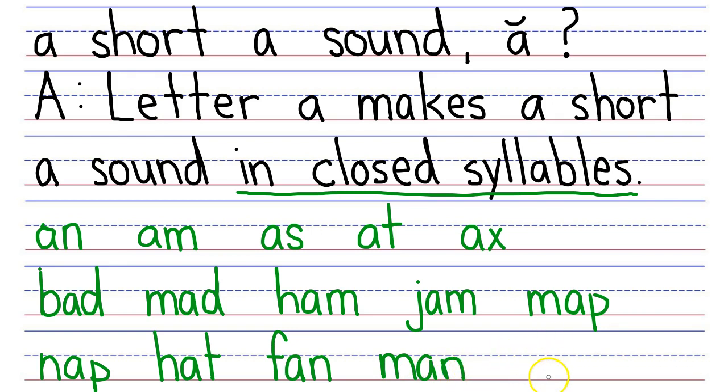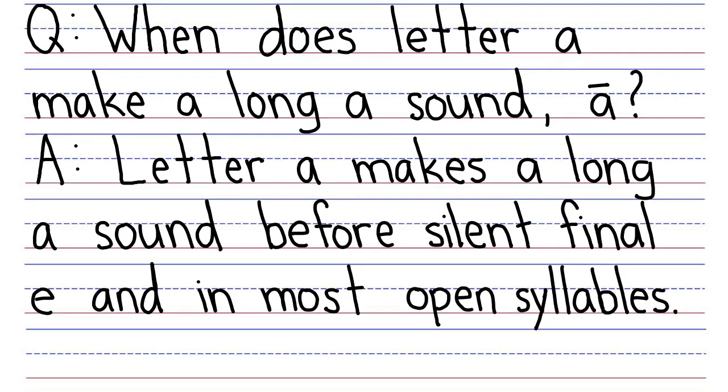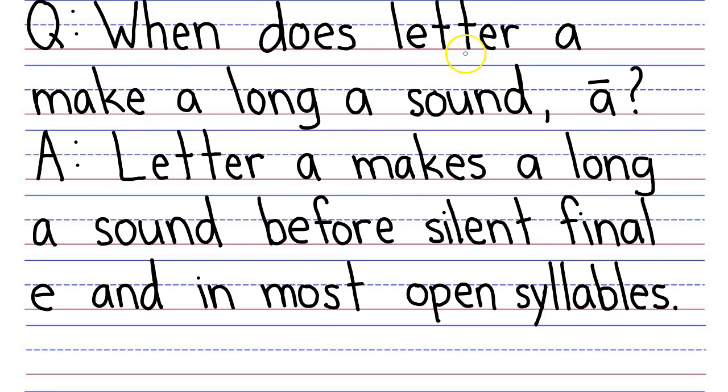Now you can see this has opened up a whole lot of words for you to read and spell. Now you know when A makes a short A sound. But there's another important question to answer. Here's the question. When does the letter A make a long A sound? And here's the answer. Letter A makes a long A sound before silent final E and in most open syllables.